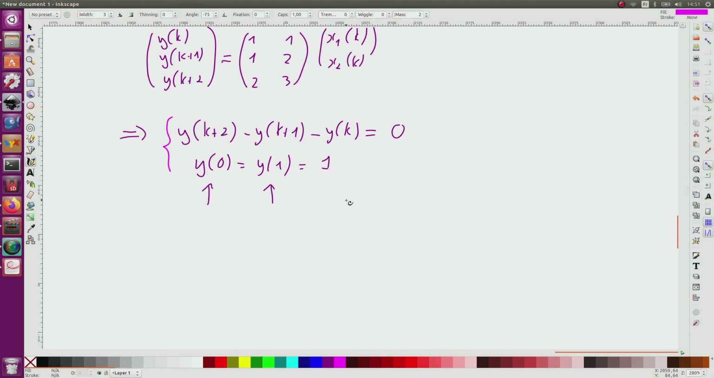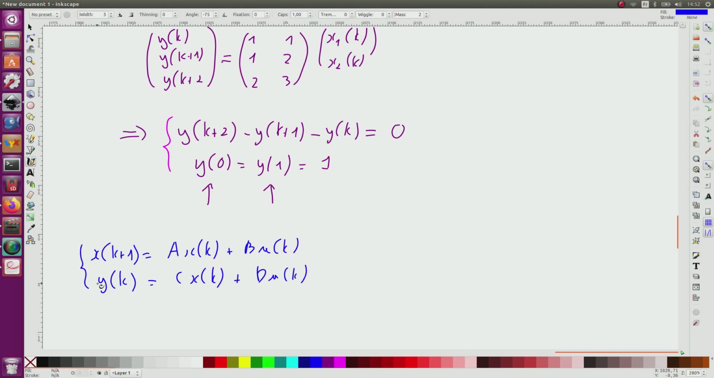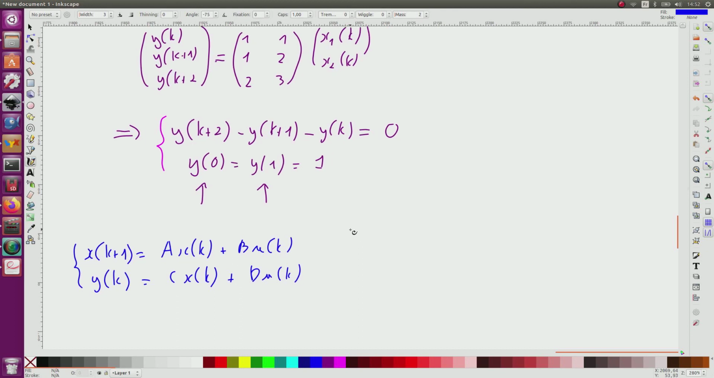Finally, I had here a system which was described by state equation of the form x of k plus 1 equal A of xk plus B uk, y of k equal C of xk plus D uk. But in my situation, the matrix B is equal to 0, the matrix D is equal to 0 also, the matrix A was equal to 0, 1, 1, 1, the matrix C was given by 1 and 1. As a consequence, my system is linear.